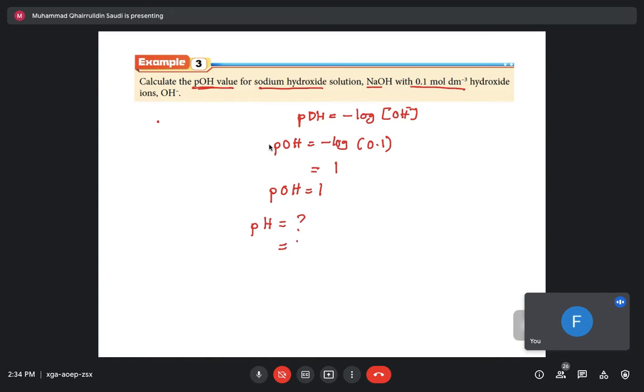Yes, so pH is 14 minus 1. So 13. So pH dia 13, betul tak alkali? Betul, sebab tu kita dah tahu sodium hydroxide is alkali. Okay, so pOH dia 1. Okay, ada question kat sini? Tak ada. Okay, next one.